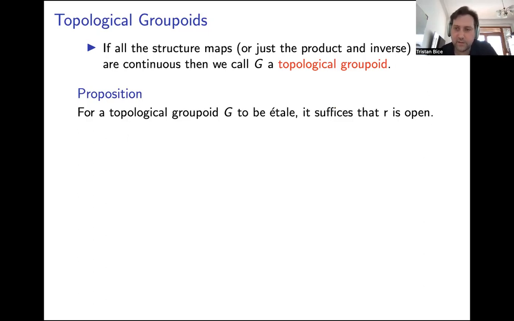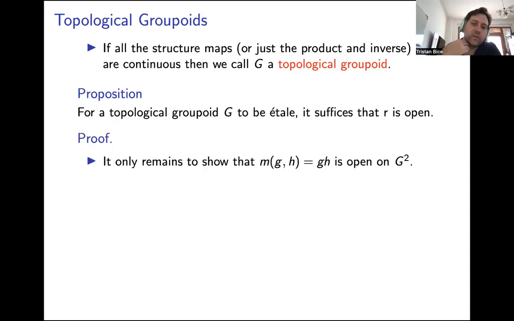Often something like this is usually used as the definition of Étale. But I thought it's more natural maybe at first to say Étale just means all the maps have to be continuous and open. So to see why this is true, note that really all we have left to prove is that the product map, this multiplication M here, is open whenever it's defined, right? It's open on G2, considered as a subspace of G times G in the product topology, right?